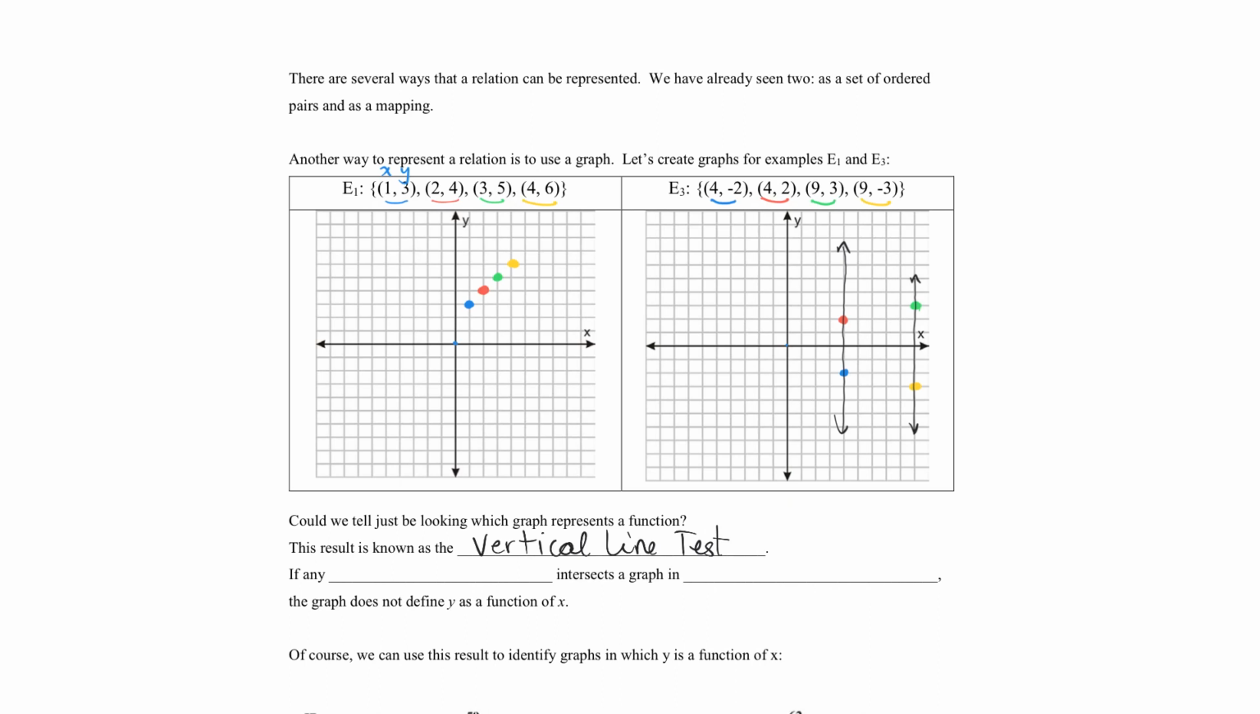If any vertical line intersects a graph in more than one point, then that graph does not define y as a function of x.